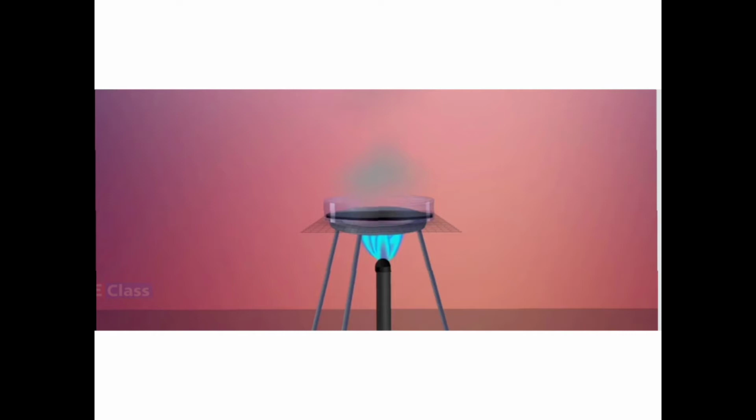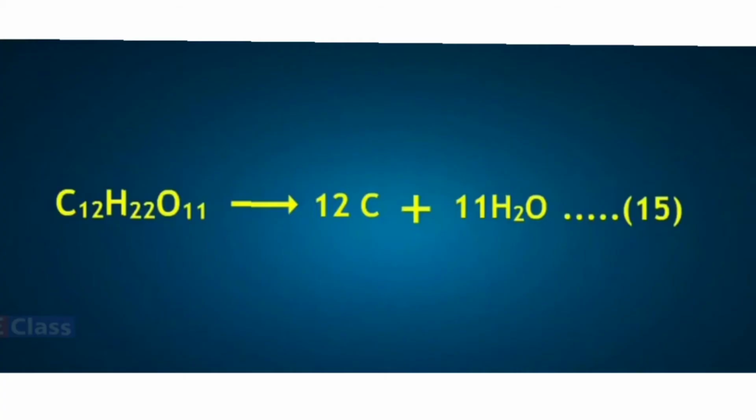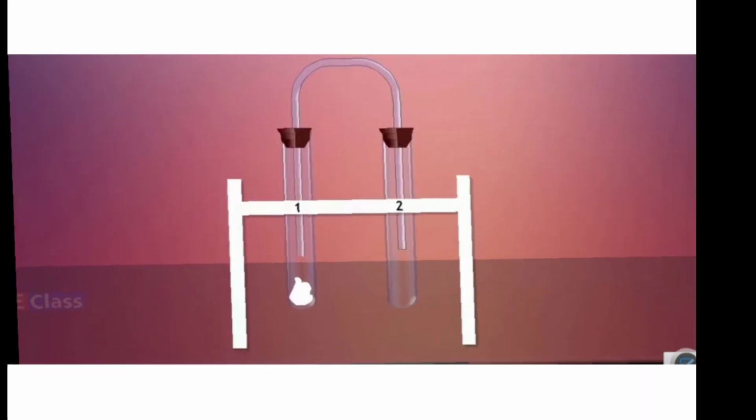Remember children, if I wanted to write this in the form of a chemical reaction, the formula for sugar is C12H22O11. It gives you 12 atoms of carbon and 11 molecules of water. So this is your equation 15 from the textbook. In this reaction, the reactant is only one and it gives rise to two or more products. The reactant is one, the products are two. Okay, let us go to the next activity.